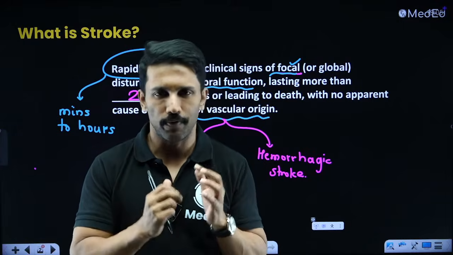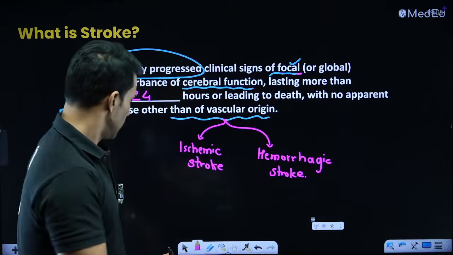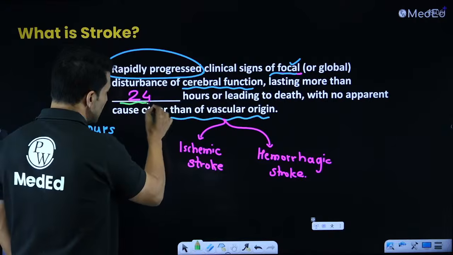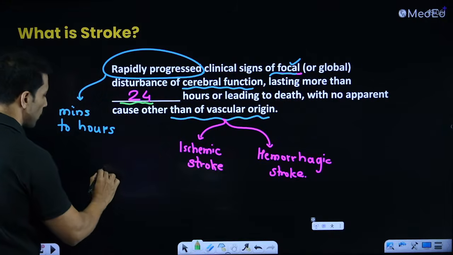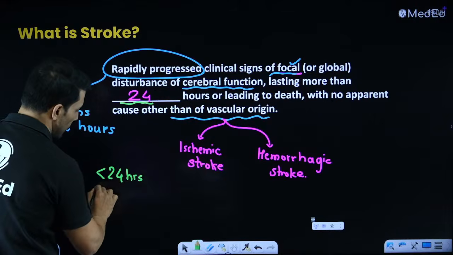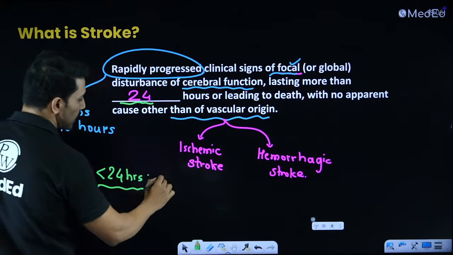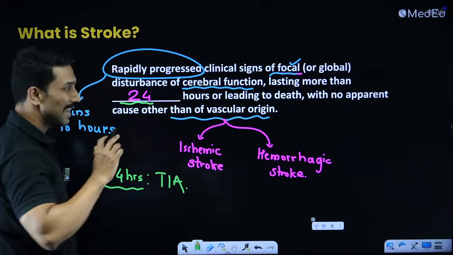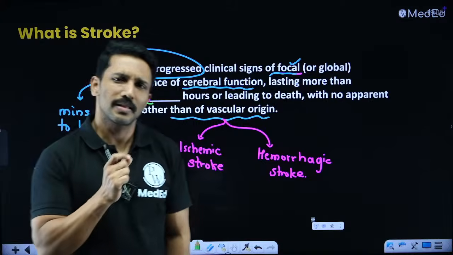There are slight modifications in the definition, because of symptoms that last for less than 24 hours. Traditionally, what do we call it if the symptoms last for less than 24 hours and resolve spontaneously without any treatment? We used to call it transient ischemic attack.